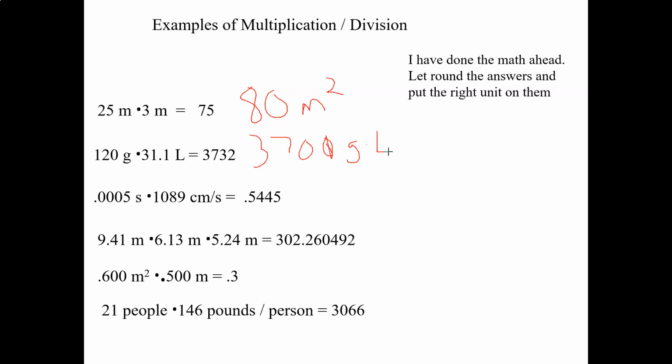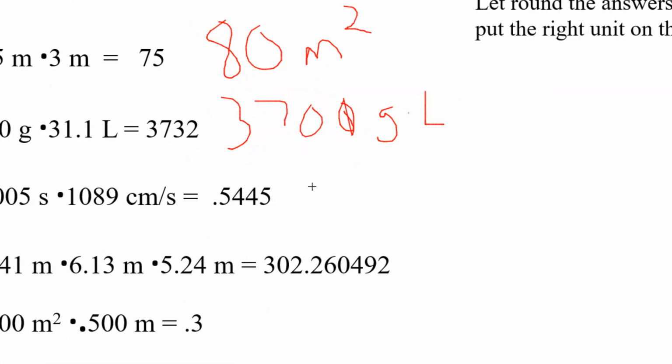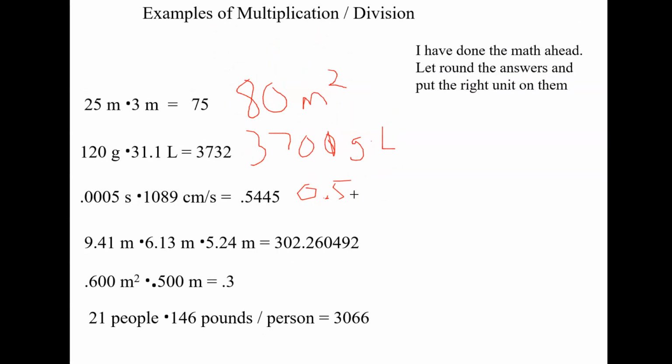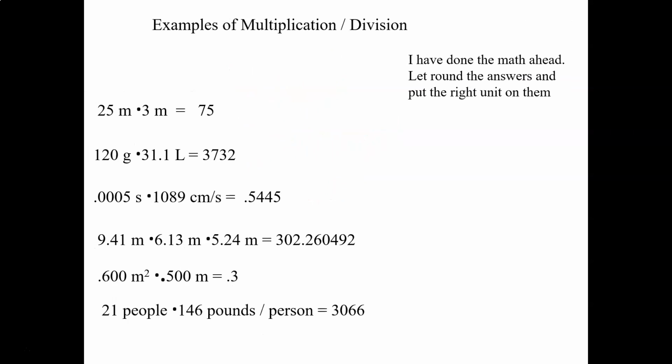The next example, 0.0005 times 1,089. Well, my first number has 1 sig fig, and my next one has 4. So 1 is obviously less than 4. So I'm going to round this to 1 sig fig. So 0.5. And you don't need the 0 in front of the decimal place. That's not required. And the unit on that would be a centimeter.